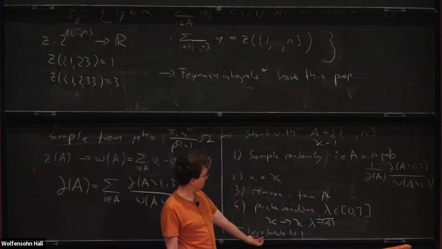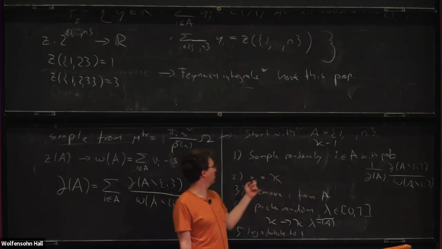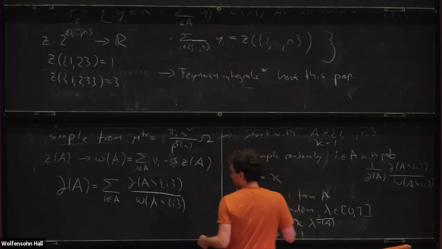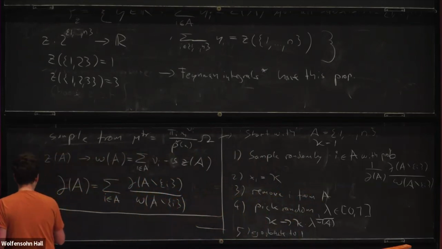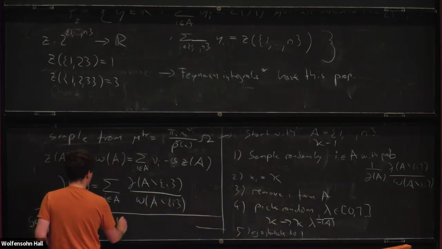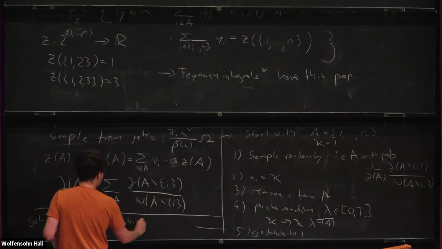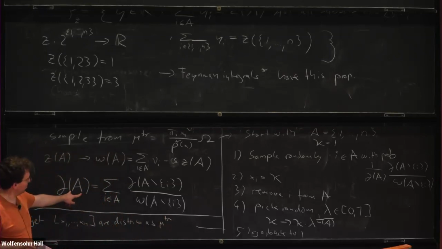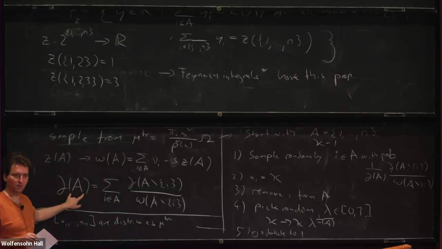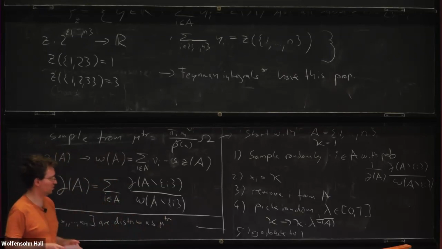So if you emptied your set A, you get a complete set of coordinates, and these are distributed as mu trop. And there's also the normalization factor, which is just the value of this recursive J function evaluated at the complete set. So this is how you can do this in the generalized permutohedron case.